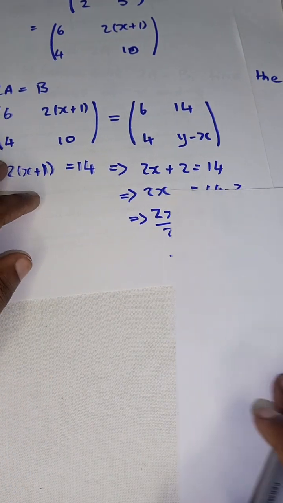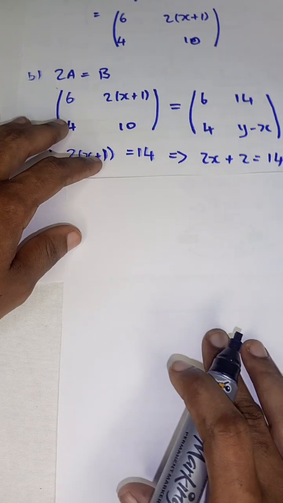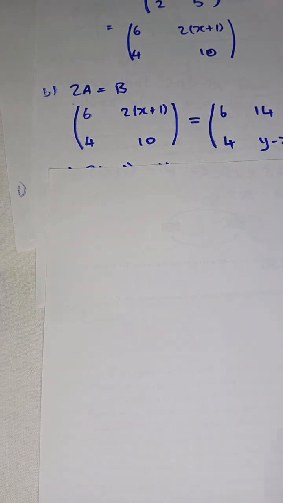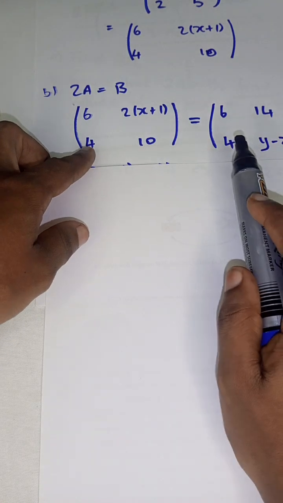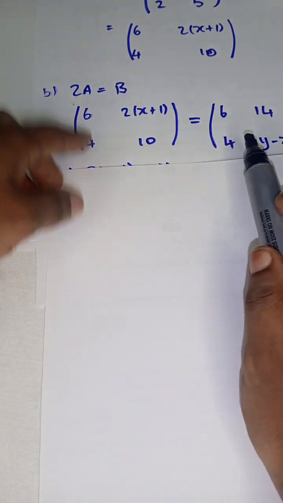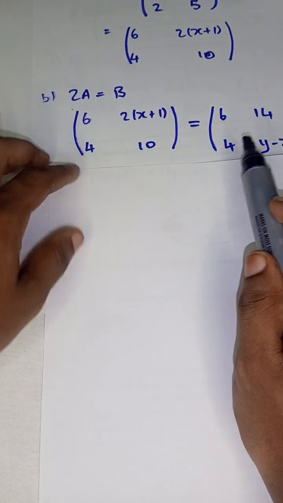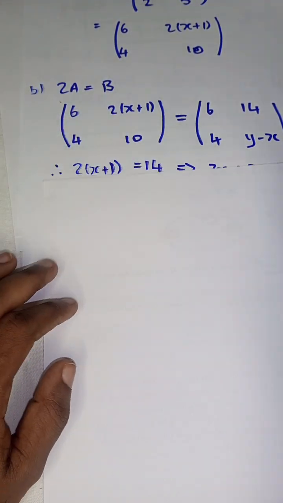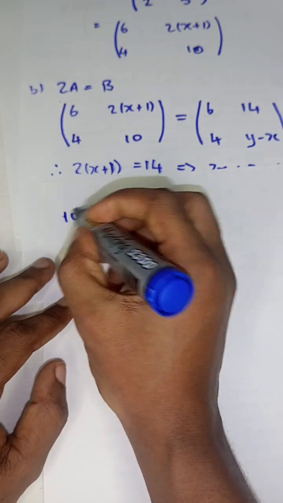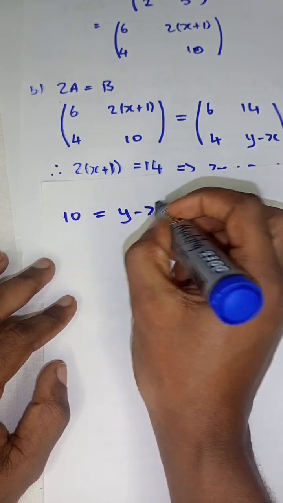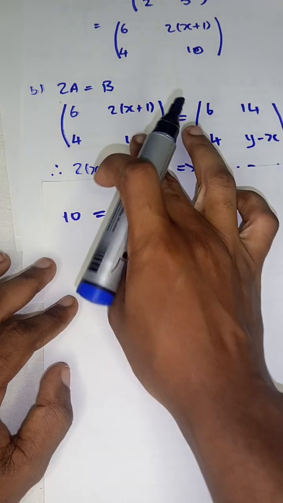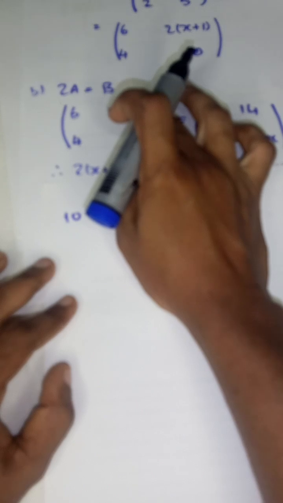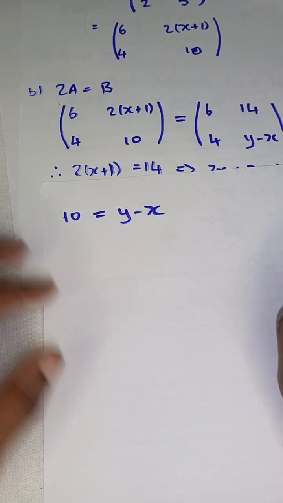The next thing will be to get the value of y. We proceed just as we did to get the value of x. We equate corresponding entries. So looking at this, we have 4 is equal to 4. That is row 1 column 2 is equal to row 1 column 2 in the second matrix. And so 10 should be equal to y minus x. We are equating entries here because of the condition that was given, 2A is equal to B.